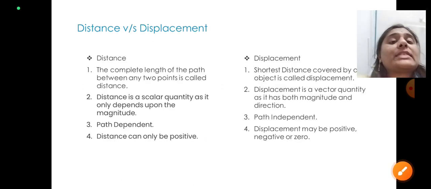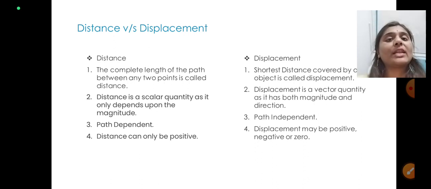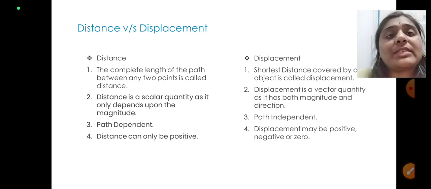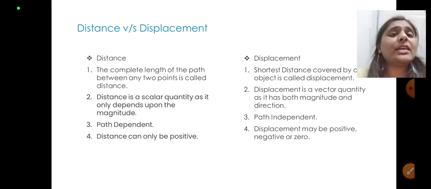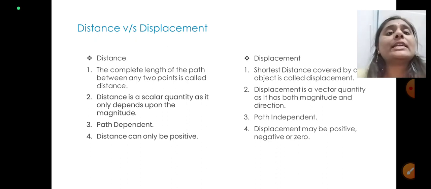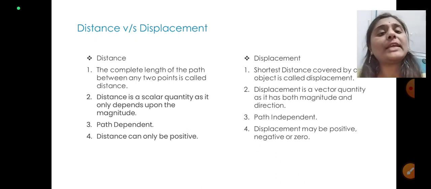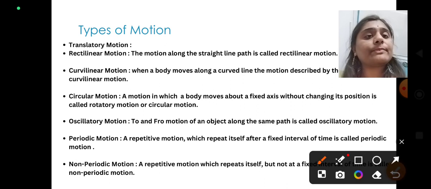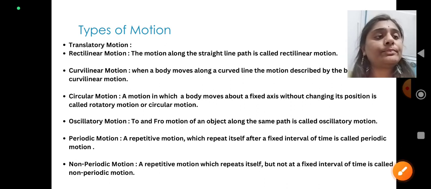Now next, let us see our main concept today, that is distance and displacement. Before explaining the difference between distance and displacement, we must know what is meant by distance and displacement, right? Distance means what? For example, we are moving from one place to another place, just like this. Wait, I will tell you.